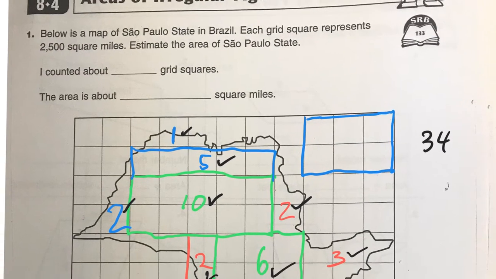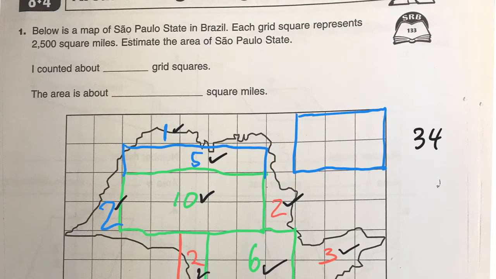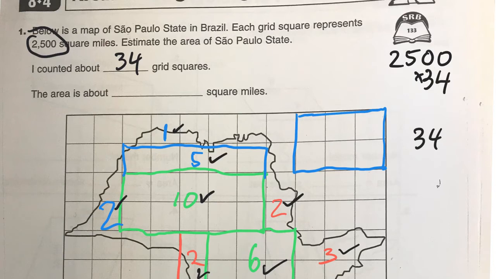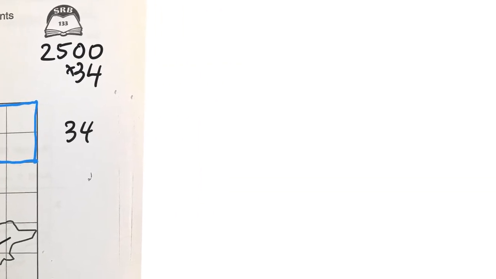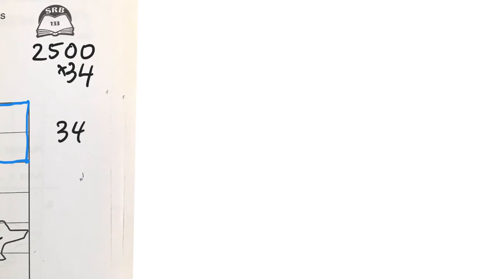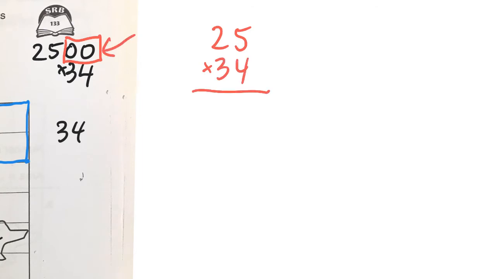So I think we have 34 grids, but each grid is about this much, so we need to do some multiplication. 3,500 times, no, I'm sorry, 2,500 times 34. If I just add this 100 on later, I can just multiply 25 times 34. And then don't forget to add that bit later. So I'm going to do it like that.